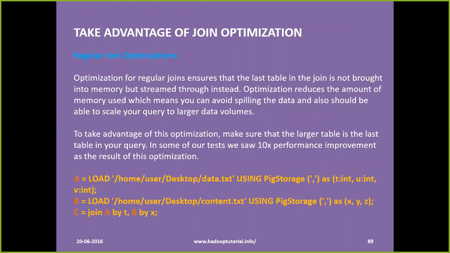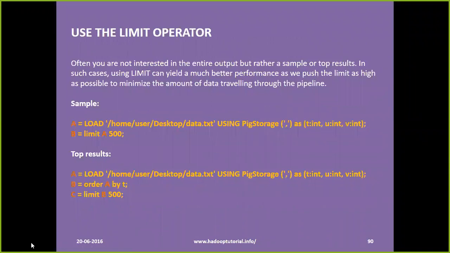And in the joins optimization part, as I was already highlighting in the Pig cheat sheet, we always need to keep the larger table on the right side and smaller tables on the left side. And wherever possible, try to use the limit operator so that you don't need to process the entire set of data. Often you are not interested in the entire output, but rather a sample or top results. In such cases, using limit can yield much better performance.